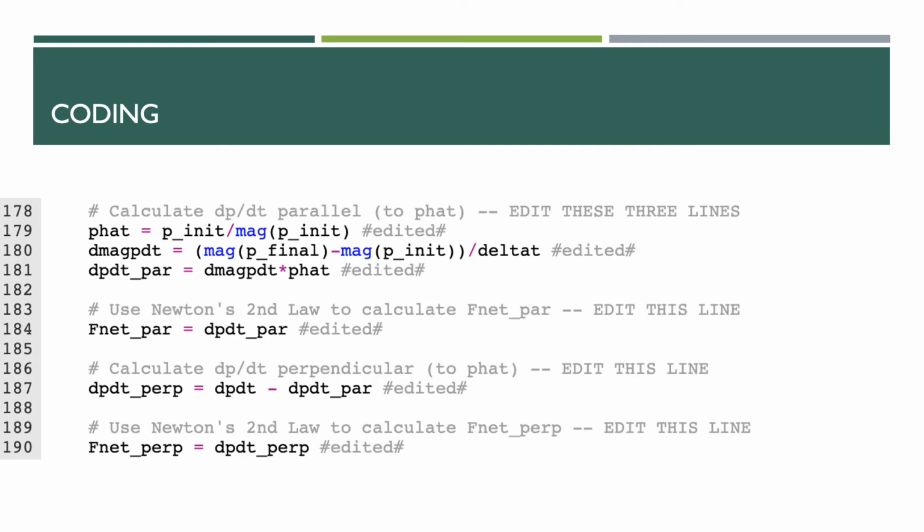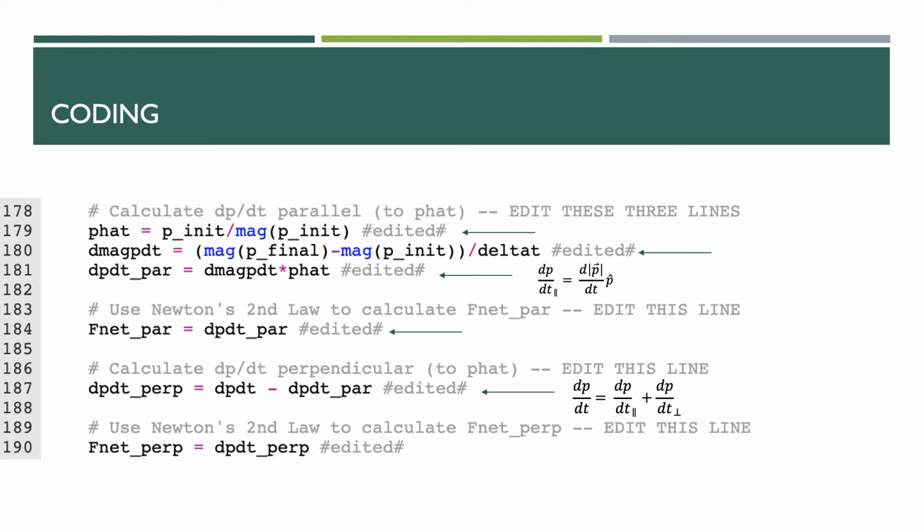Next, we can calculate the parallel and perpendicular components of the net force. The unit vector of the momentum was calculated, as well as the magnitude of the rate of change of momentum. The parallel component of dp/dt was then identified as the product of these two quantities. Then, by Newton's second law, the parallel component of the rate of change of momentum is equal to the parallel component of the net force.